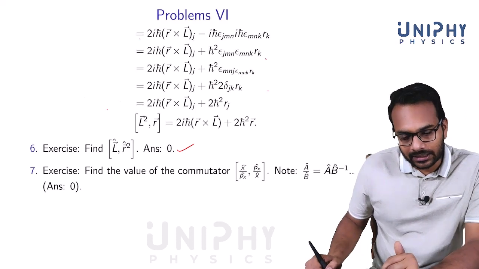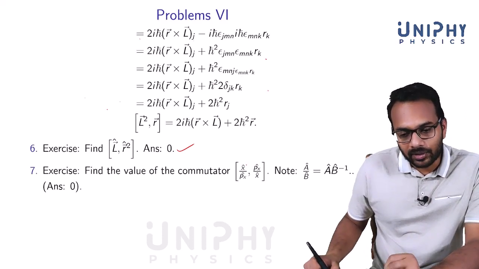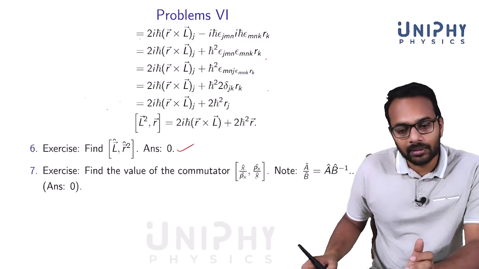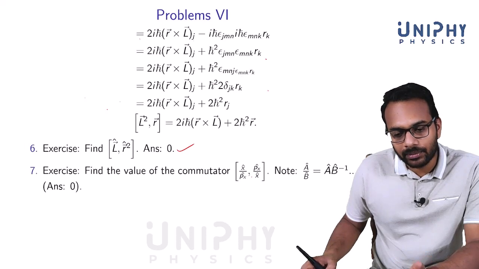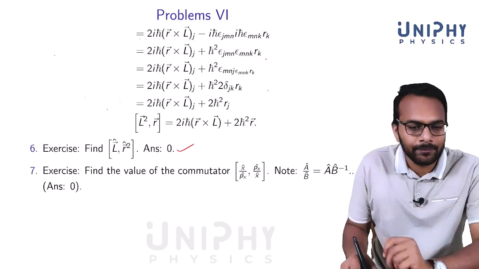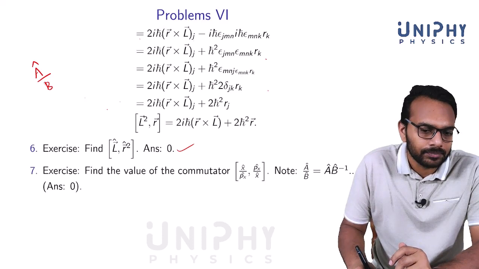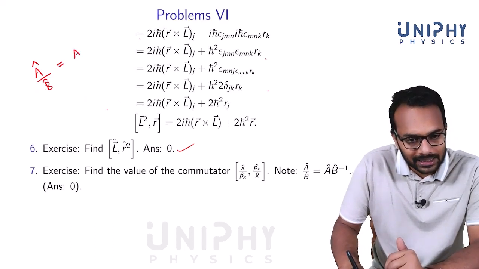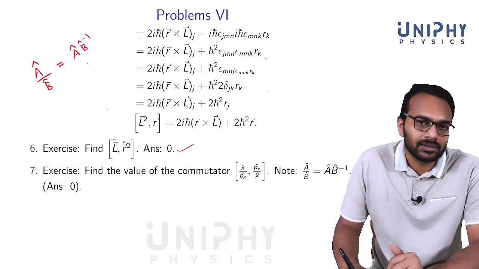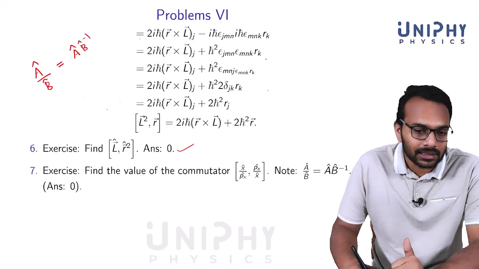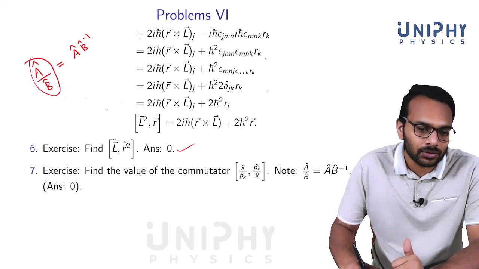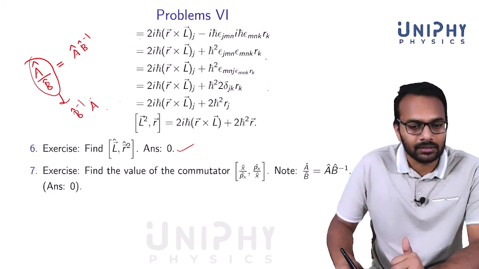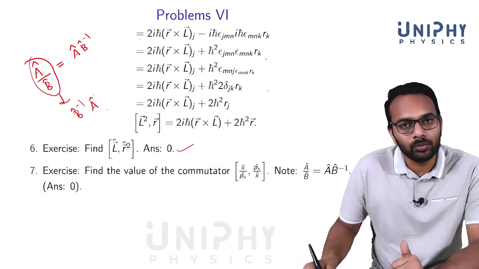This is another exercise I found. Find the value of the commutator [x/px, px/x]. What do we mean by this a by b? The usual convention is to write it as a b inverse. This is not a good notation, because someone also might mistake it for b inverse a.